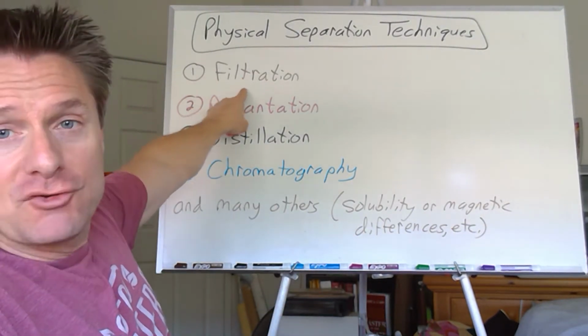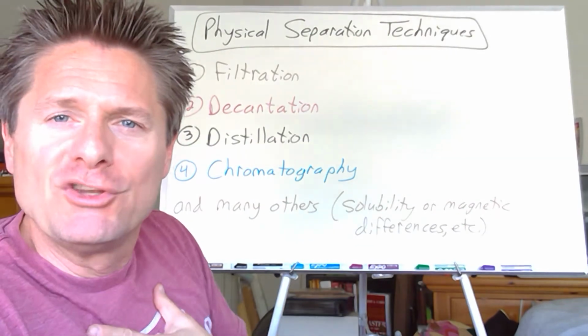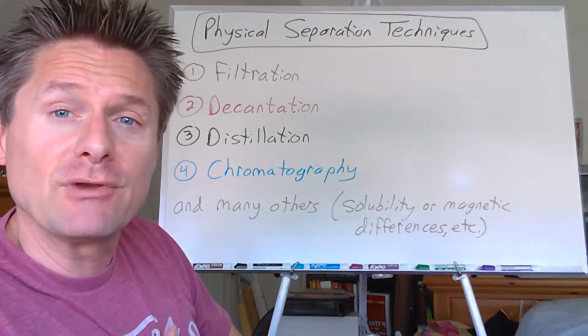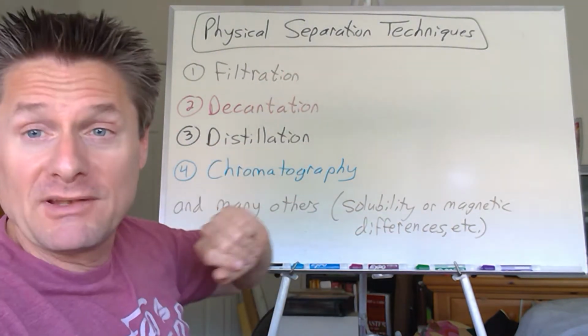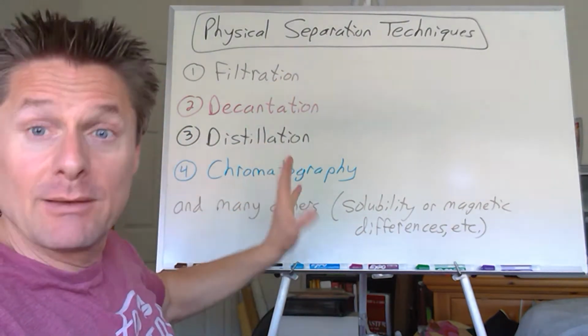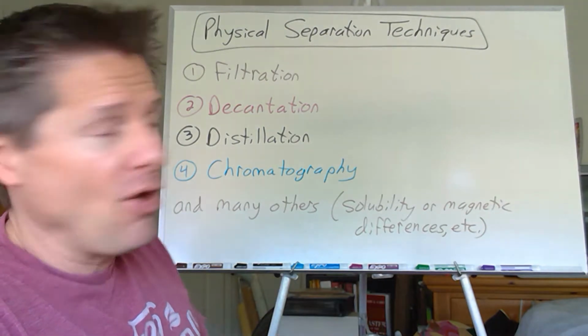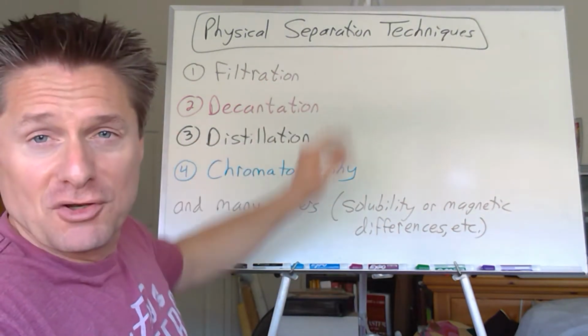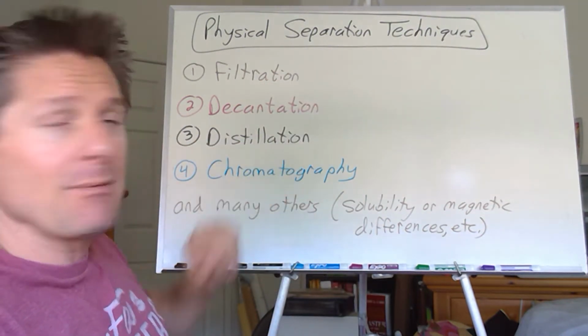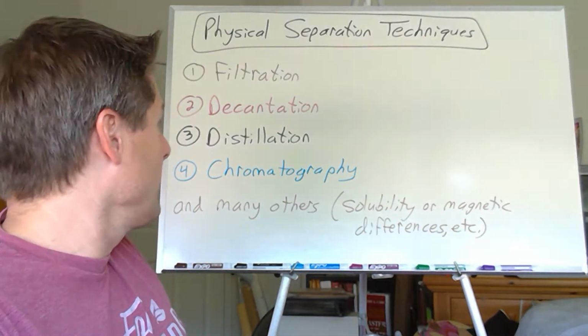So we'll look at filtration. Probably the most common one we'll do in the general chemistry level or introductory chemistry level. You've probably done some filtration, so we'll talk about that one in a bit of detail. Decantation, right? You've probably done that at home. It's kind of a poor version of filtration. We'll talk about distillation, my personal favorite right there.